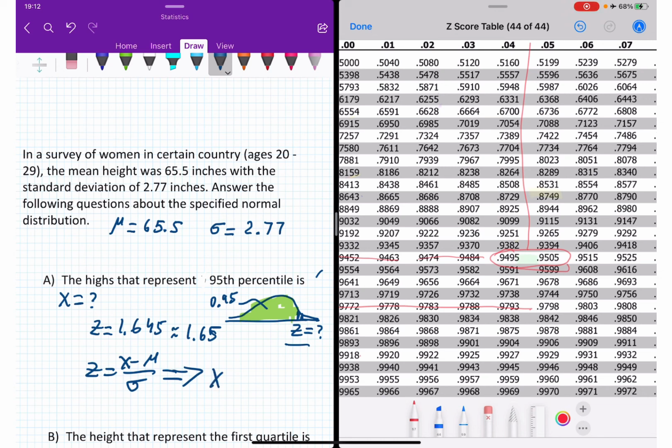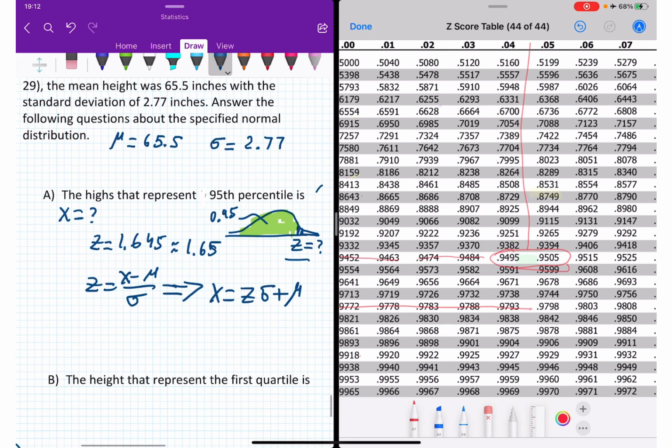x is equal z sigma plus mu. Yes, we have our z-score, so x is going to be equal. Z-score is 1.65 times our sigma, which is 2.77, and plus our mu, it's going to be 65.5.